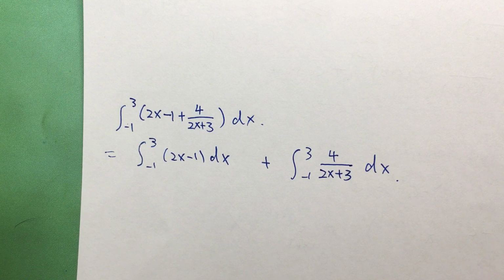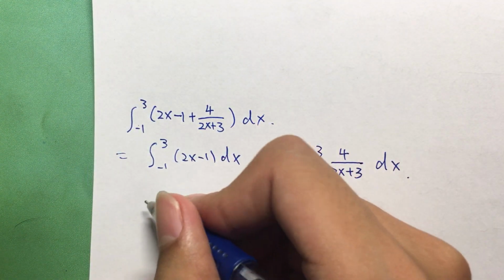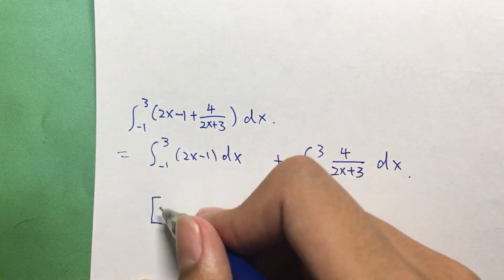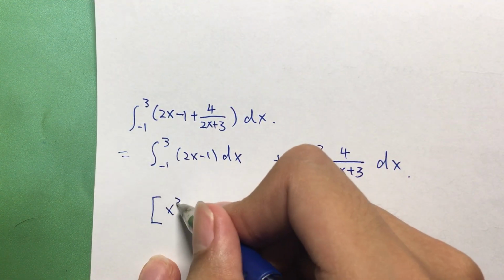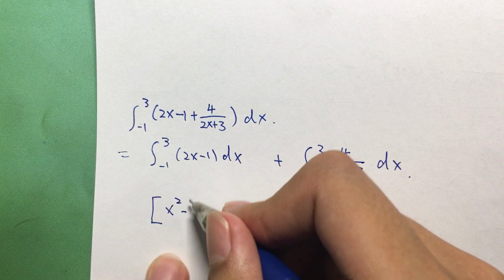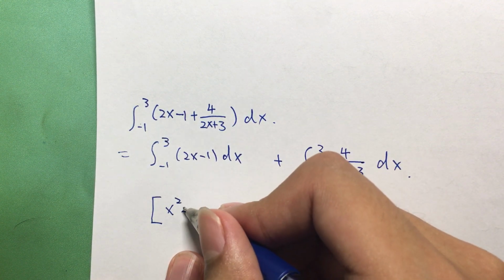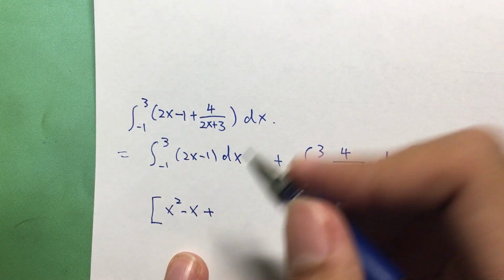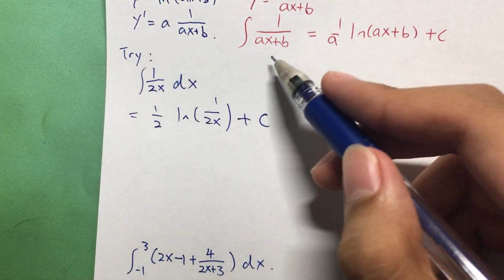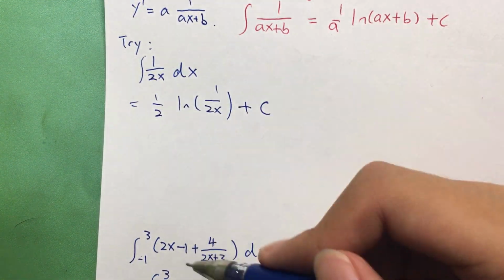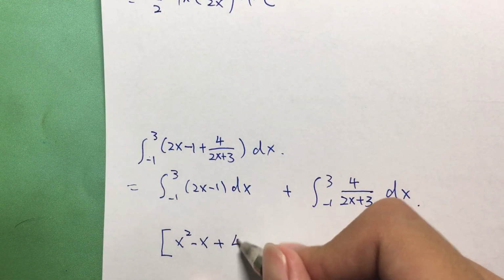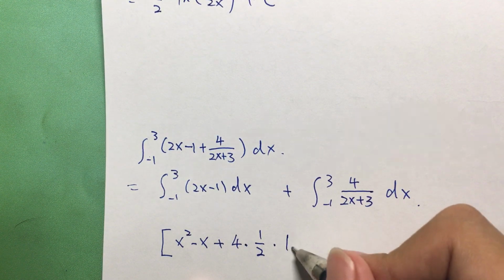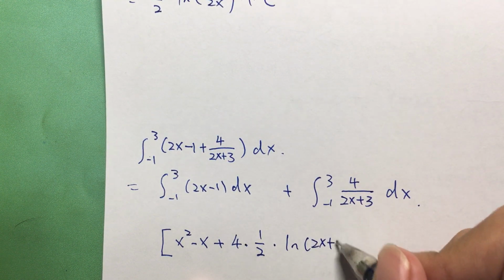Well, I think for me it's easier to do in one step. So let's just integrate this. So 2x becomes x squared, and minus 1 becomes negative x. And for this one, we will apply this rule again. So we have a as 2. So we have 4 times a half, then times ln of 2x plus 3.